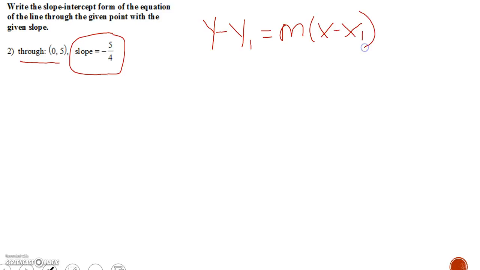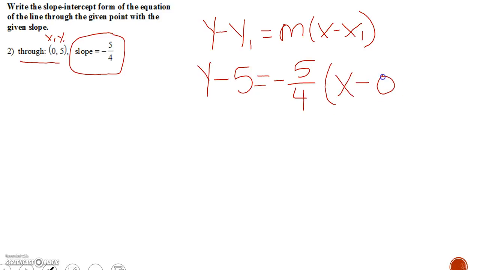Alright, write the slope-intercept form of the equation of the line through the given point with the given slope. So this time we're given a point and then we're given the slope. So in this case we're going to use point-slope form, and it's called point-slope form because we need the point, at least one point, and the slope in order to use it. So we're just going to substitute our values in here. So we have y minus our y1. Let me label these in case you forgot. So our y1 is positive 5. Our slope is negative 5 over 4. And then we have x minus our x1, which is 0.